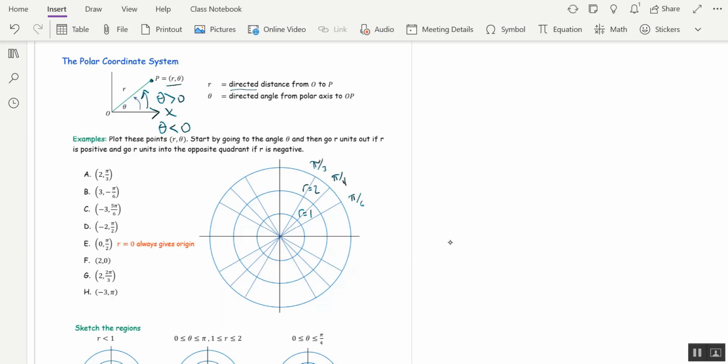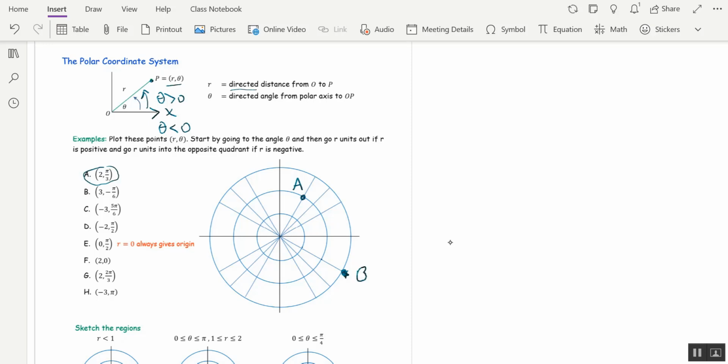So when I'm plotting a polar point, I go to the angle first. So I go to the angle pi over 3, that's right here, and then I look at r. If r is positive, I'm going to go 2 units out into the quadrant that pi over 3 is in. So let me erase this stuff. 1, 2 units out, there's point A. All right, let's do 3, negative pi over 6. So I go to the angle negative pi over 6, that's right here, and I go 3 units out. 1, 2, 3, and this is B.